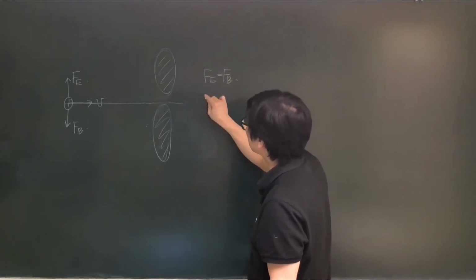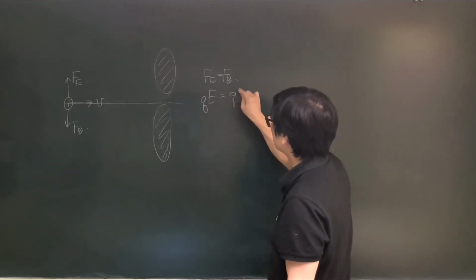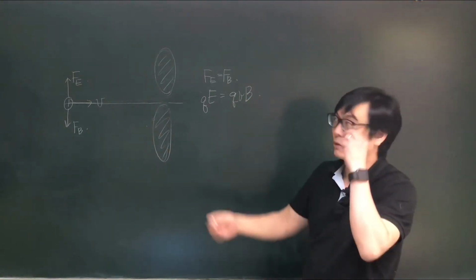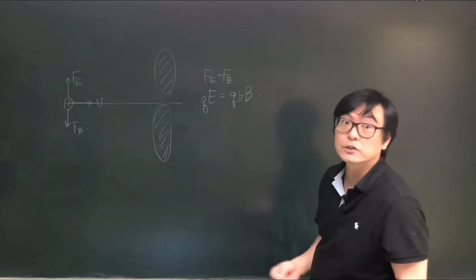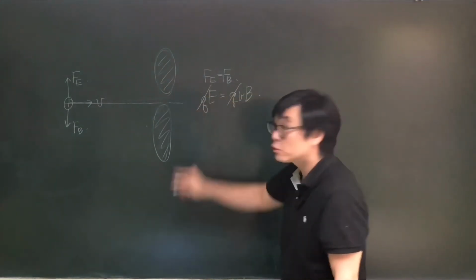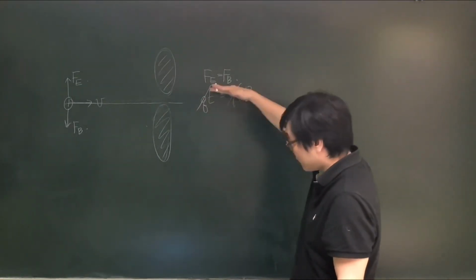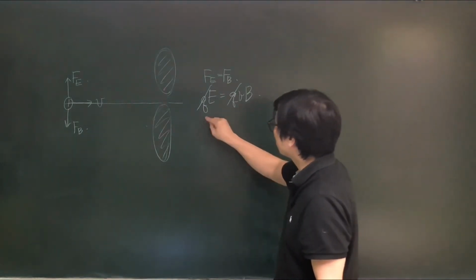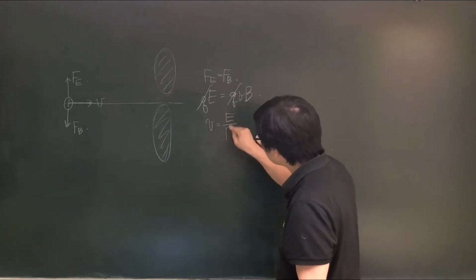So for this case, electric force is QE and magnetic force is QVB sine theta, but the magnetic field and the velocity are 90 degrees. So sine 90 degrees is just 1. So this is the condition to go straight. Q and Q cancel. Okay? That means whatever I say from now on, charge doesn't matter. Charge is the independent one. And velocity is equal to electric field over magnetic field.